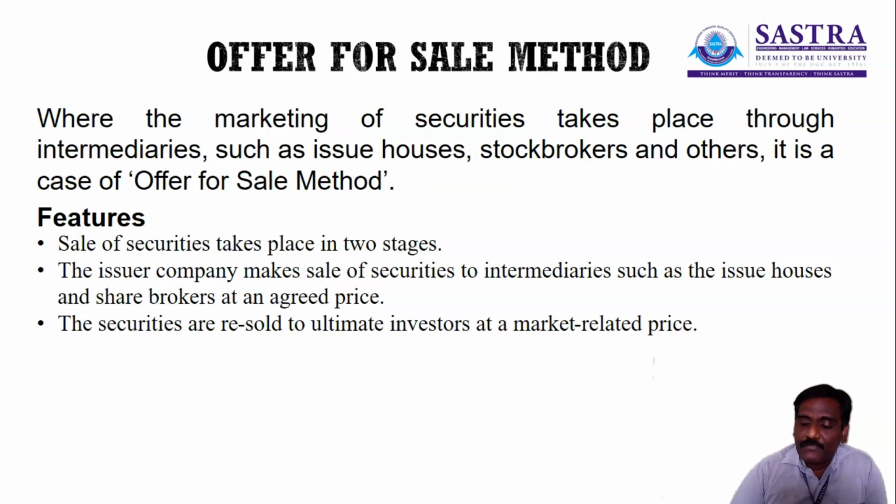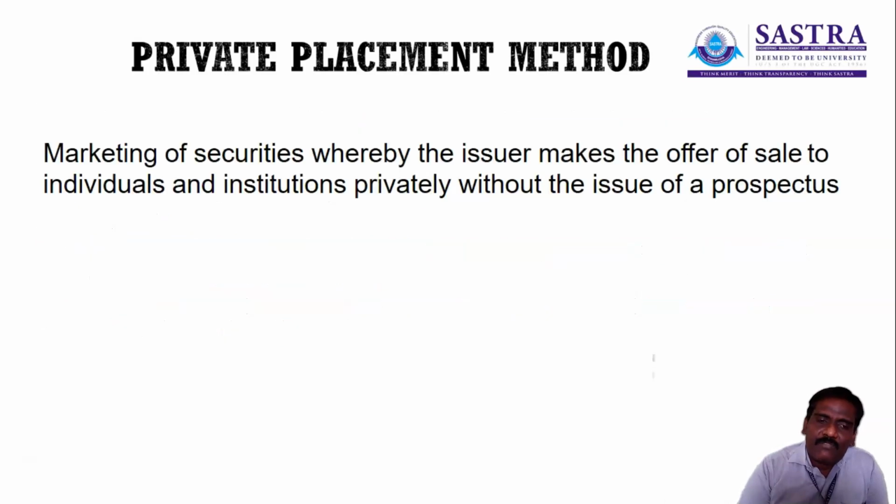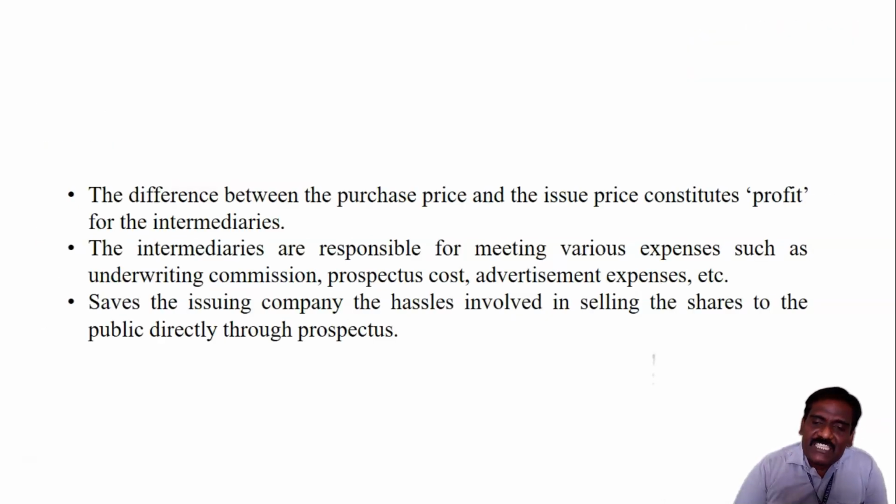There are a few benefits associated with that. The sale of securities takes place in two different stages. The first is that the issuer company sells securities to the intermediaries, for example issue houses and share brokers, at an agreed price between the issuer and the intermediary. Later the intermediary resells the securities in the market at the market price. At a higher price, they aim to sell it in the market under the offer for sale method. The difference between the purchasing price and the issue price constitutes the profit to the intermediaries.